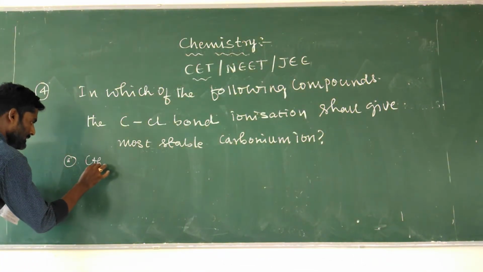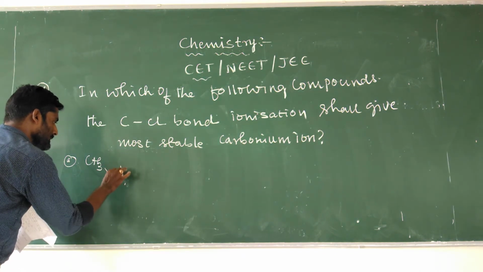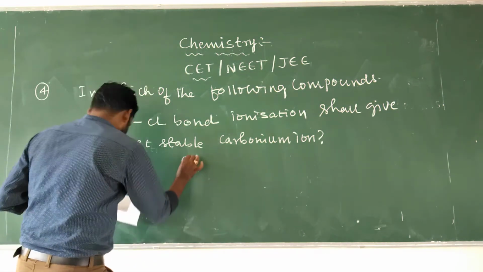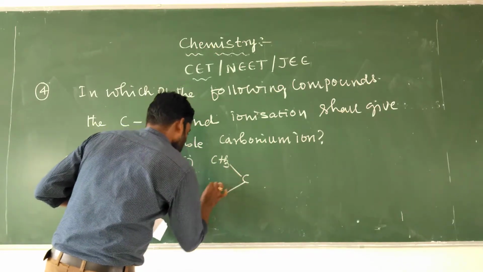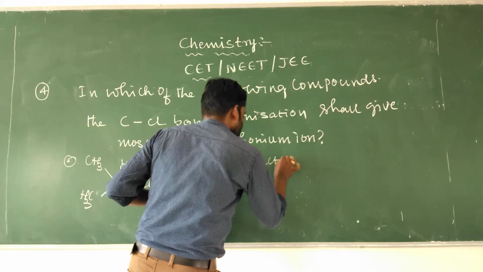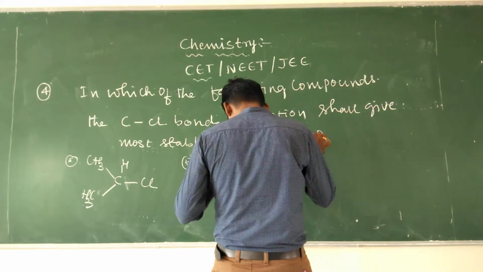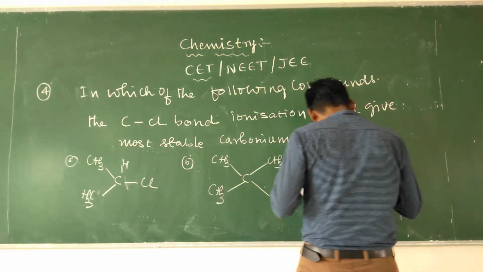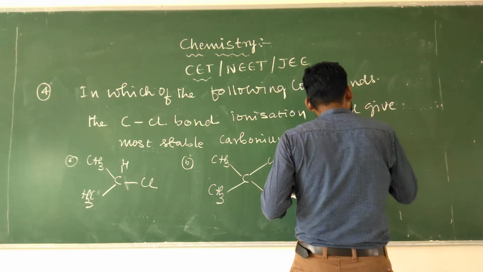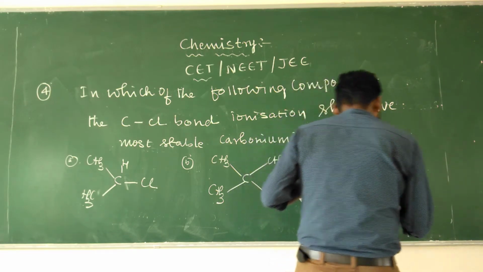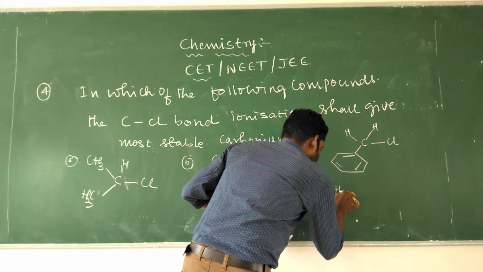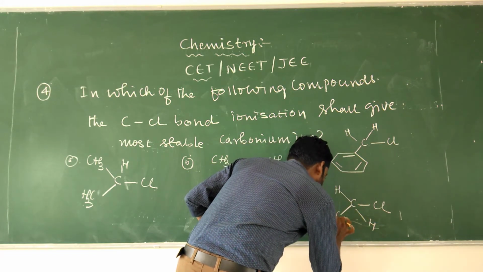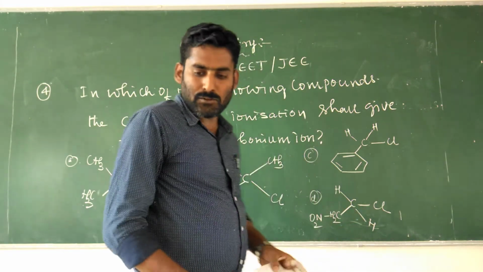Option A, CH3 CH Cl CH3. Option B, CH3 C Cl CH3 with another CH3. Option C, C6H5CH2Cl. Option D, CH2NO2 with Cl. So these are the options given for this question.